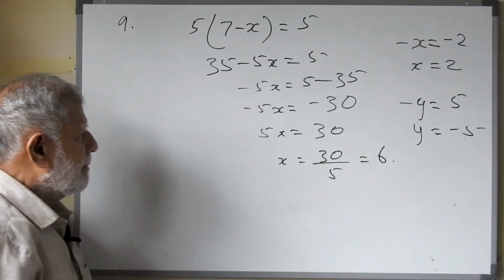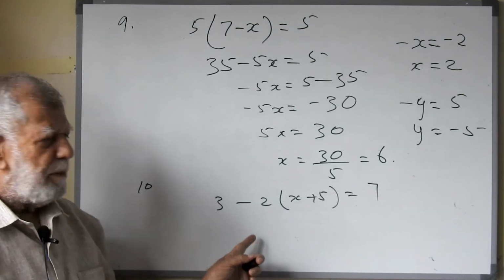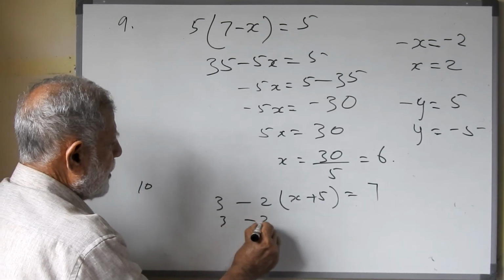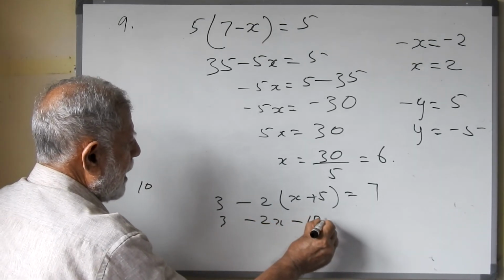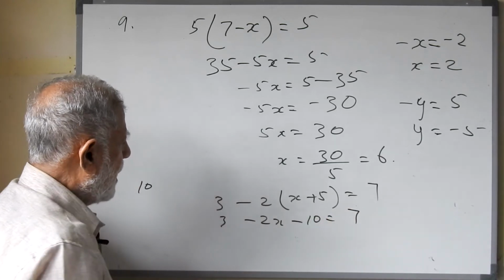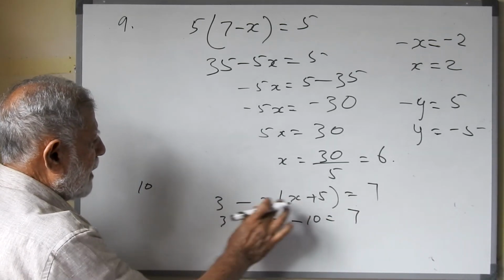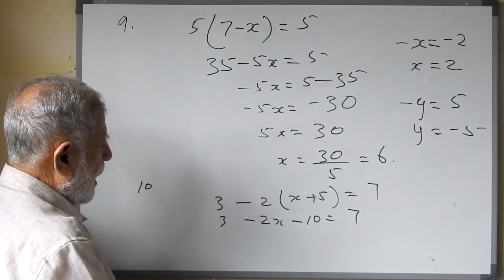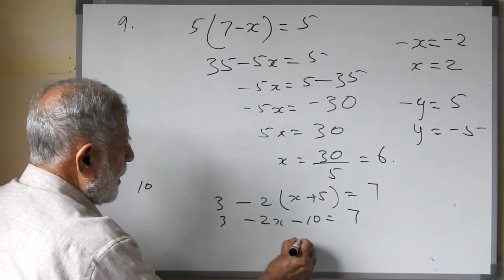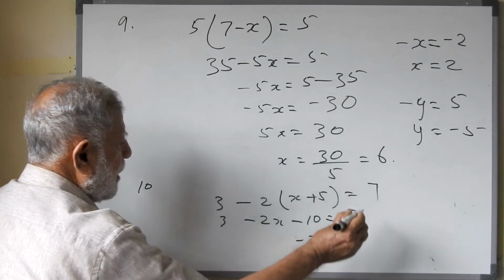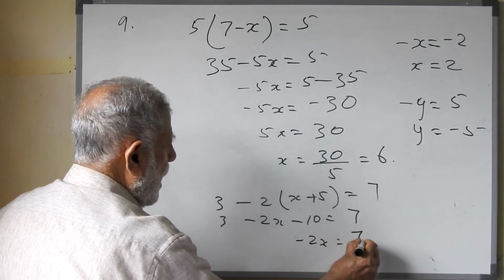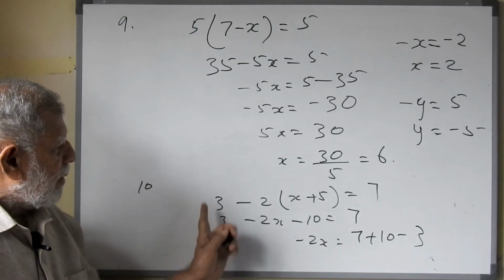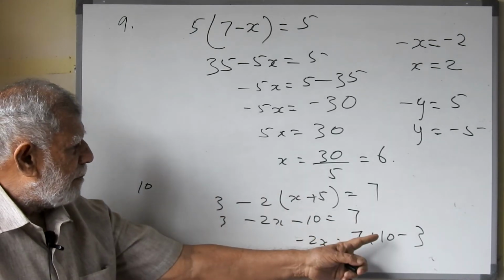Look at this. We did this type of sum before. What we do is remove the brackets. 3 minus 2x minus 10 equals 7. Remove the bracket. This 3 has nothing to do with the bracket. Minus 2 into x, minus 2x, minus 2 into 5, minus 10. So, keep the minus 2x on this side, and bring the numbers onto that side. It will be 7 plus 10 minus 3. How? This plus 3 will become minus 3. Minus 10 will become plus 10.